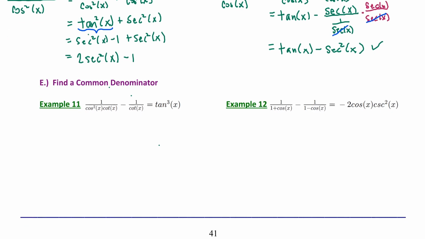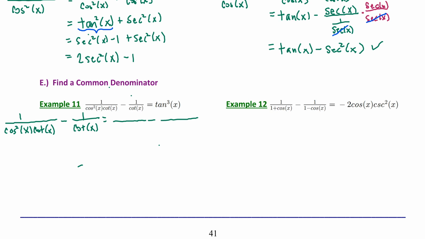Now, in those 2 examples, we were practicing splitting up a rational expression. The opposite of that is combining rational expressions. That is, finding a common denominator. Let's try this on example 11. Notice, once again, the expression on the left side of this identity is more complicated. So I'm going to choose to manipulate this expression and translate it into the expression on the right side.